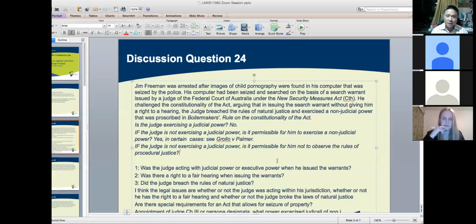Clear so far? As pointed out by Michelle, there is no need to have a hearing. He may have other means of investigating. So hearings can be foregone. There's no need to have hearings and so on in a non-Chapter 3 court. So we're good. We'll move on.